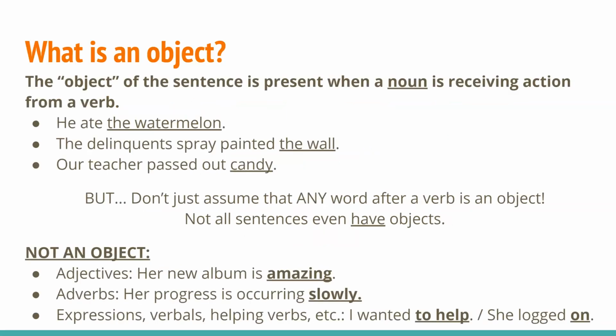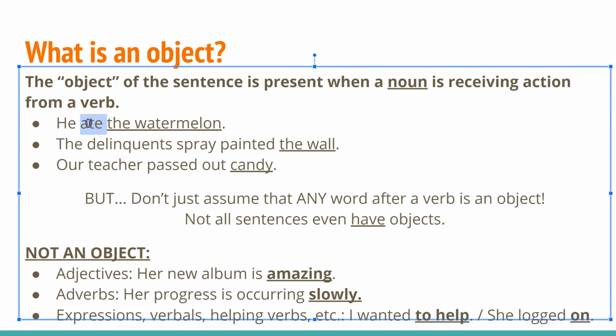So what is an object in general? Well, the object of the sentence is when a noun, or sometimes a pronoun, is receiving action from a verb. So, in the sentence, he ate the watermelon. He is my subject. Ate is my verb. But what did I eat? The watermelon. So, the noun watermelon, in terms of meaning, goes with the verb ate. It's the thing being eaten, or receiving the action of the verb. Coincidentally, they're also right next to each other, which most of the time is going to be true for objects.